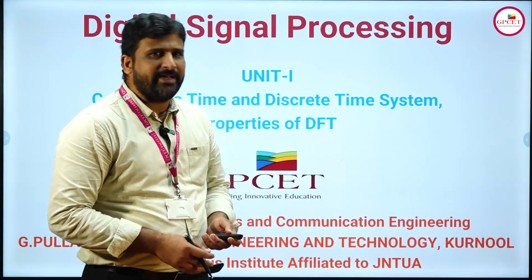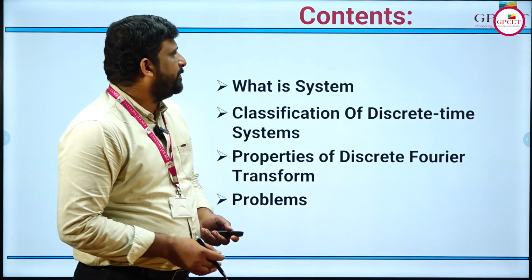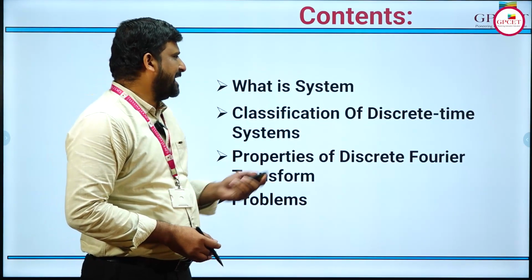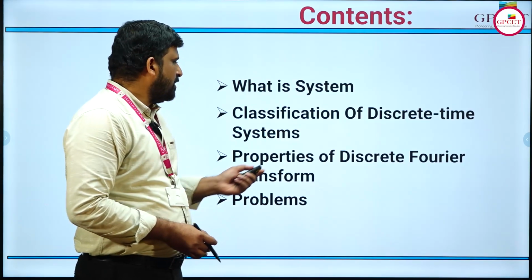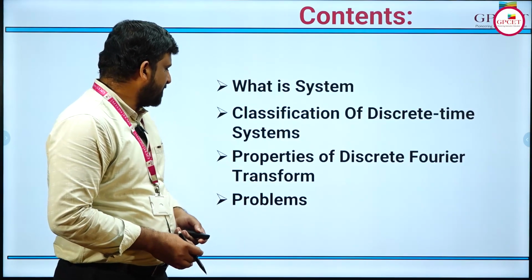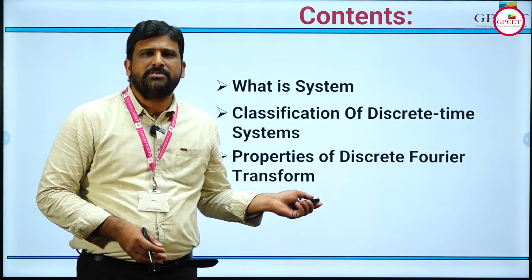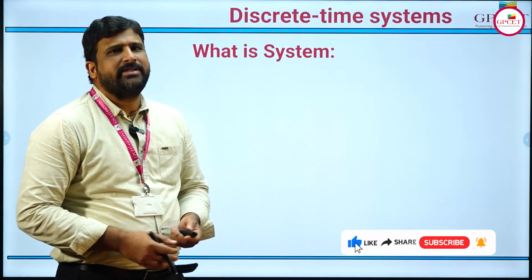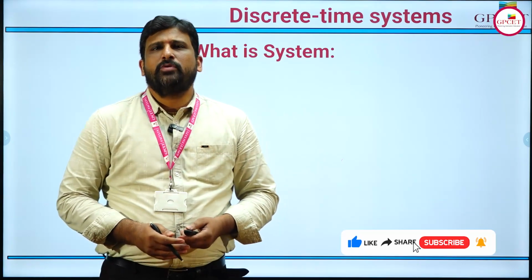Now, first starting with what is meant by a system. We will cover what a system is, the classification of discrete time systems, properties of discrete Fourier transforms, and related problems. So, starting with what is a system. We know that in the last class we discussed signals.